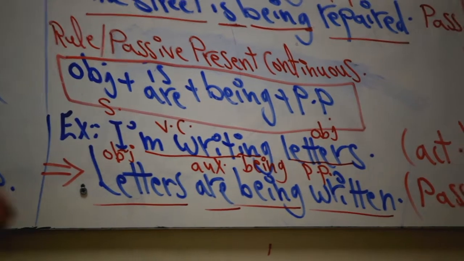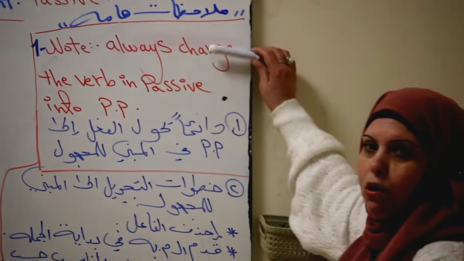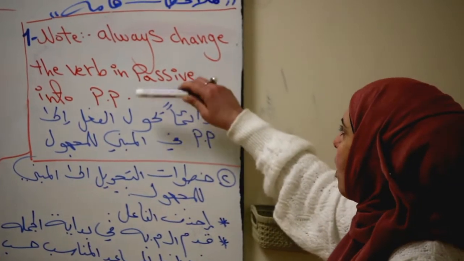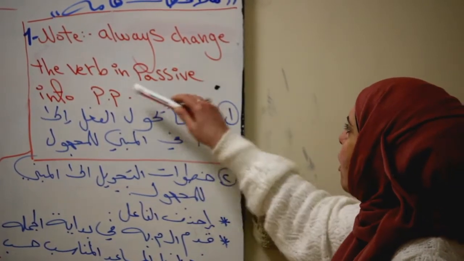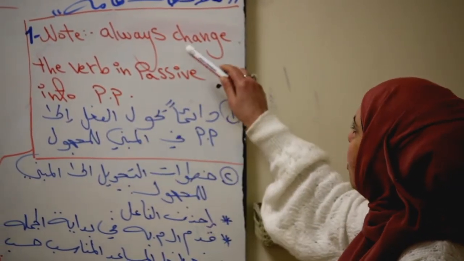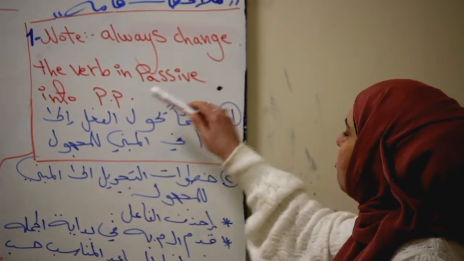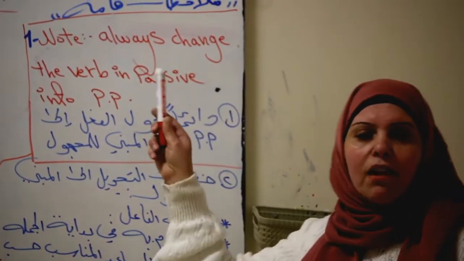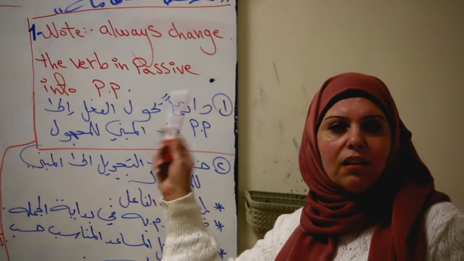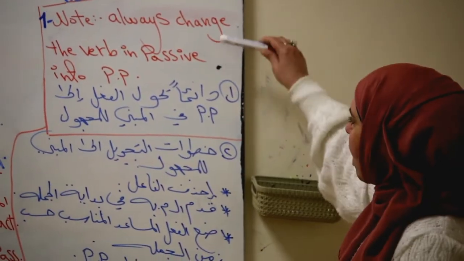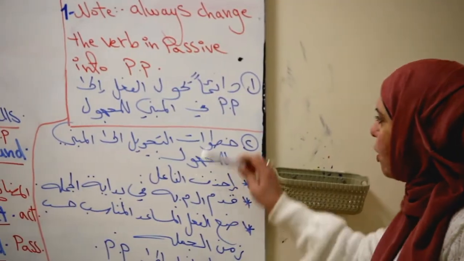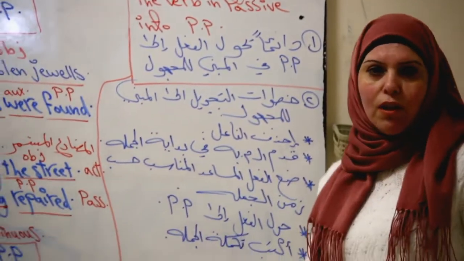Now, عندنا نوتس ملاحظات مهمة في موضوع الباسيف. أولاً كتبتها طبعاً باللغة الإنجليزية والعربي. Always change the verb in the passive into past participle. دائماً الفعل بالمبني المجهول نحوله إلى التصريف الثالث للفعل. هاي الملاحظة الأولى، والملاحظة الثانية خطوات التحويل إلى المبني المجهول.